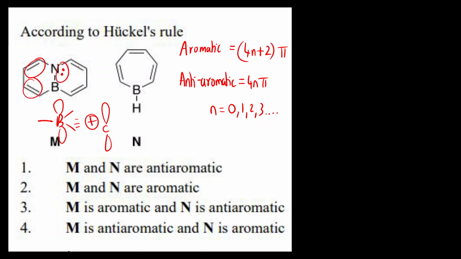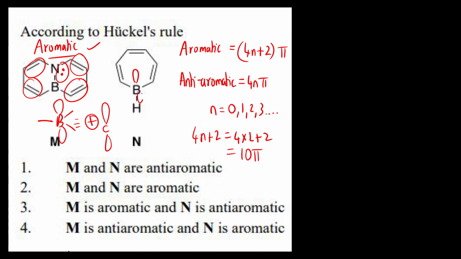2, 2, 4, 2, 6 plus 2, 8, 8 plus 2, 10. So if I put 4n plus 2, n is equal to 2, 4 twos is 8 plus 2, I will get 10 pi electrons. So is this aromatic? Yes, because it is following Huckel's rule. Okay, so this is aromatic.